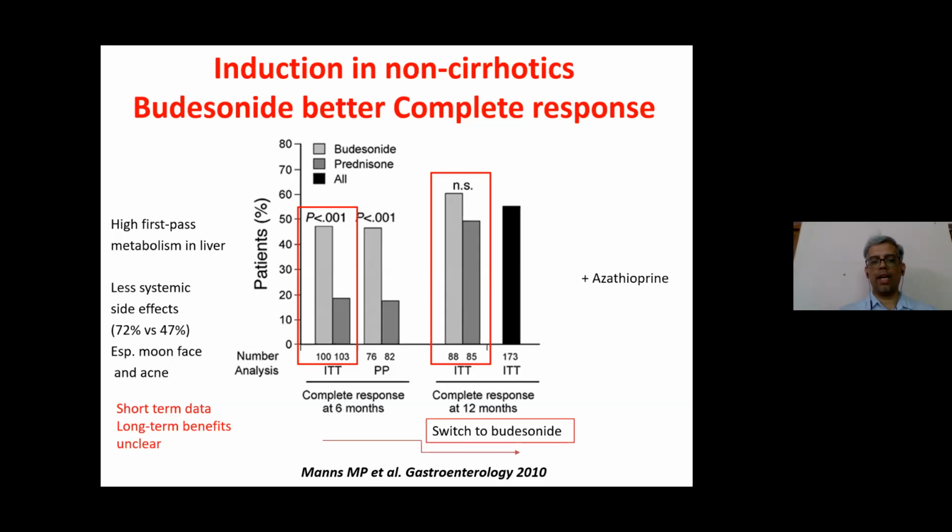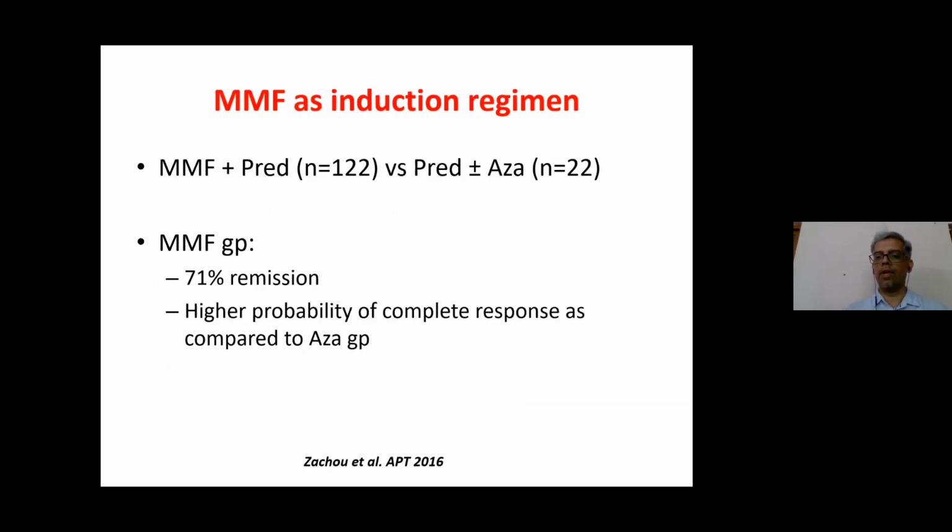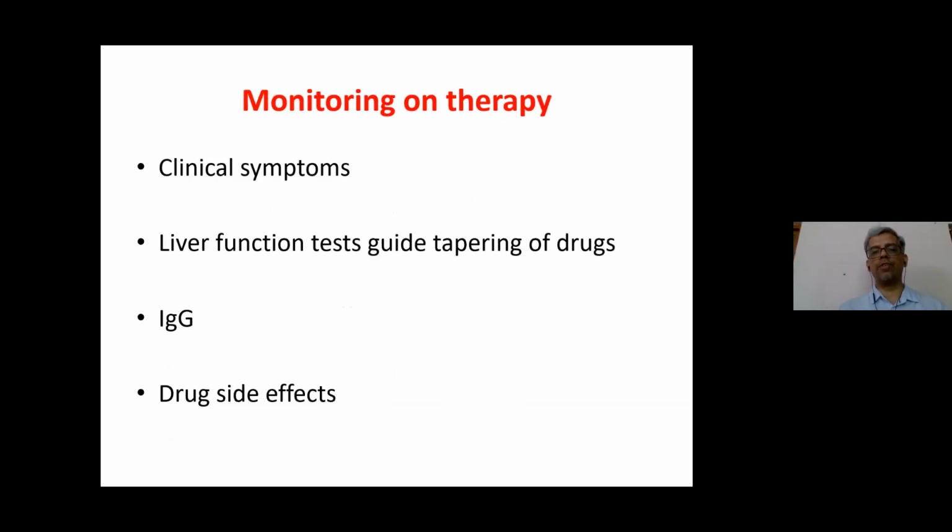We do not know. But what this study showed is that patients who were treated with budesonide as compared to prednisolone had a higher remission. And in the second part of the study, the patients who were on prednisolone were switched to budesonide, and they also had a better response. Important point to remember, this study used budesonide only in those patients who were non-cirrhotic. So safety of budesonide is only in those who are non-cirrhotics, not in cirrhotics where your side effects may be higher. MMF could be an alternative induction regimen along with prednisolone and also has been shown to give good results in patients with autoimmune hepatitis.